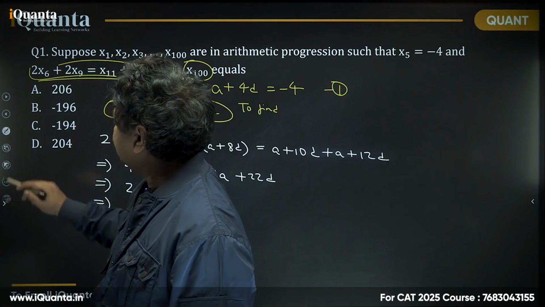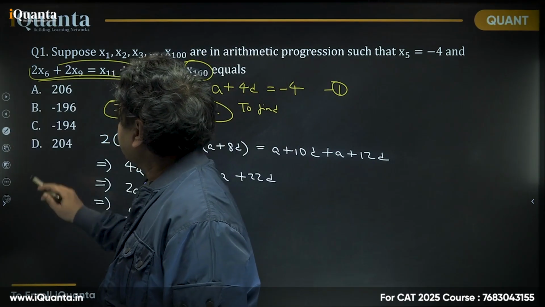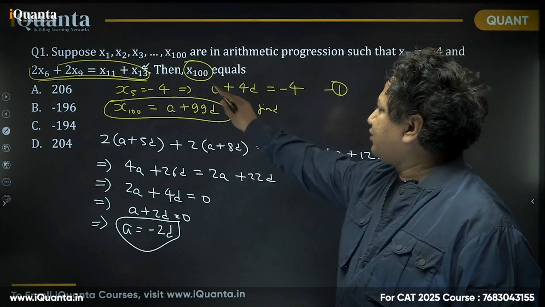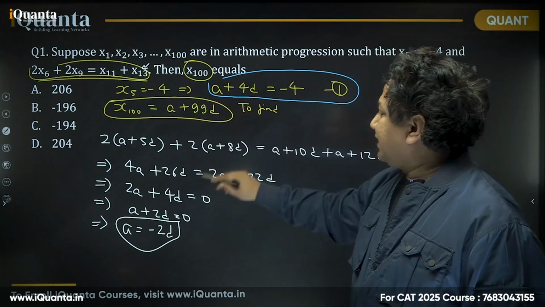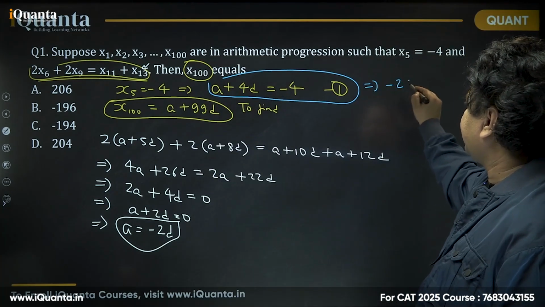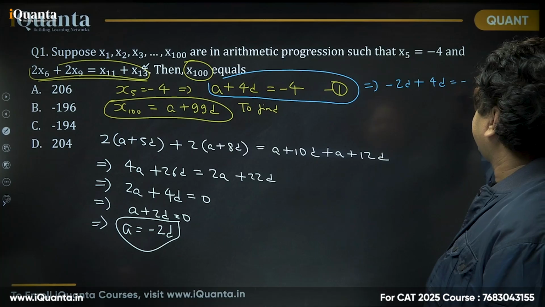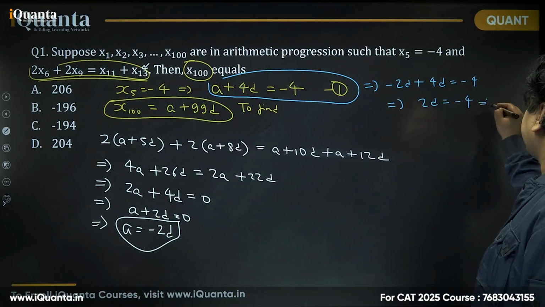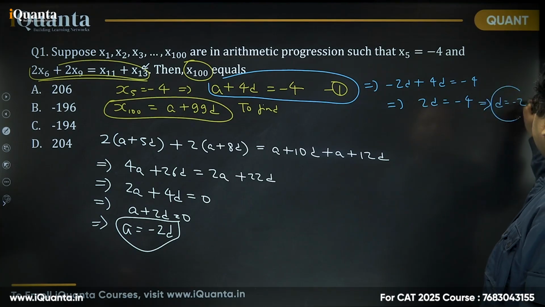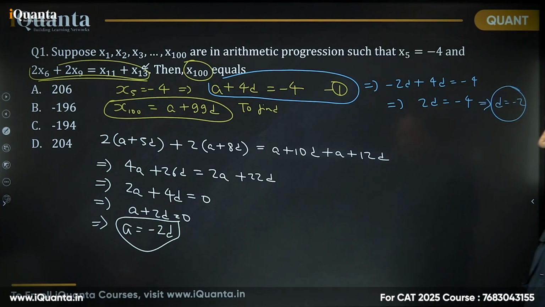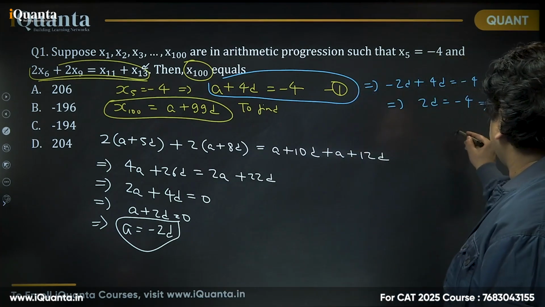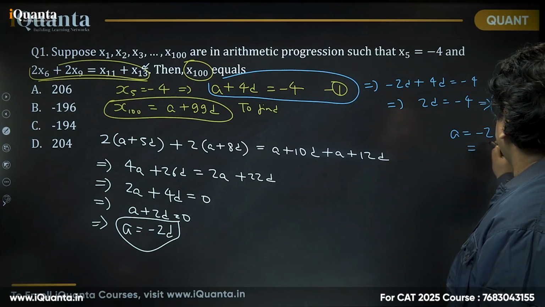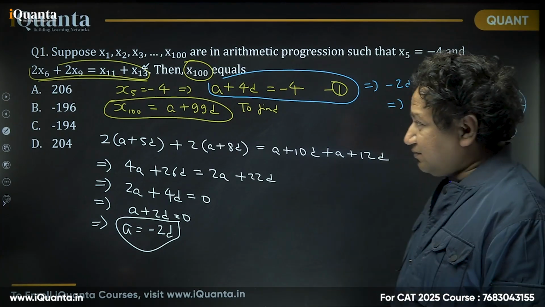I'll change the color of the ink so that you understand this clearly. We have a as minus 2d, I can put it over here. So a as minus 2d, if I put it, I'll get minus 2d plus 4d is equal to minus 4. Having said that, I'll get 2d is equal to minus 4. So d is equal to minus 2. Great. I have got the value of d. The value of a will be, a is minus 2d, so minus 2 of this. That makes it 4. So now a is 4 and d is minus 2.